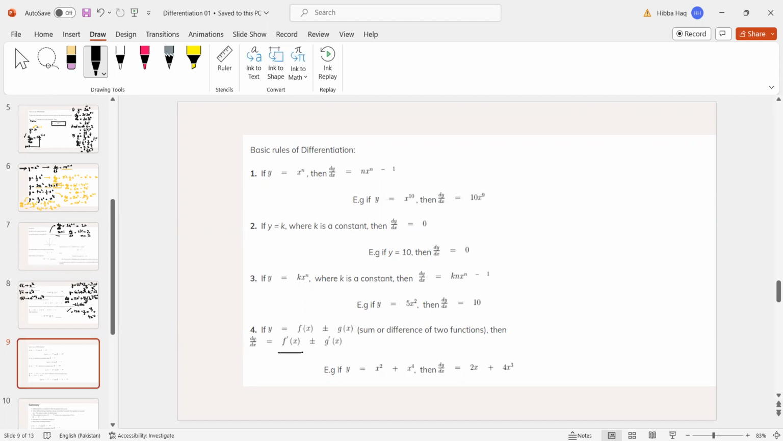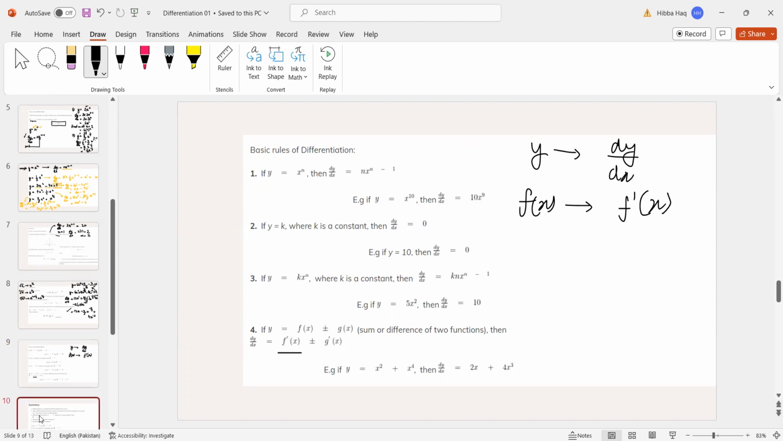Don't get confused by f dash of x. Basically, when you've written a function in terms of y, the differentiated function is written as dy upon dx. Whereas when you have something like f of x and they're asking you to differentiate it, then you mostly write it as f dash of x. This is the only difference here.